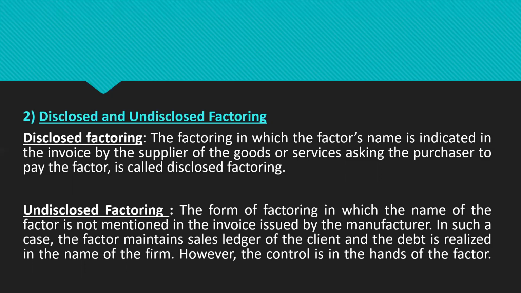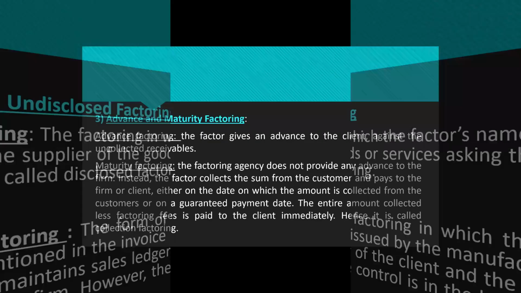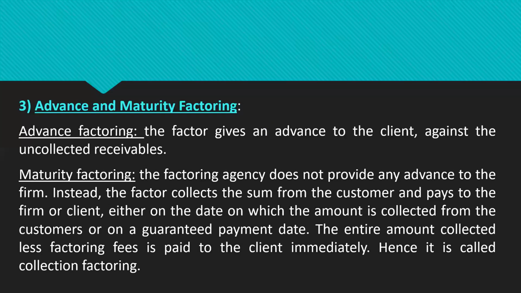But the control of the sales ledger rests in the hands of the factor, but he will operate under the name of the client himself. The customer will not be aware of the name of the factor or the existence of the factor. So that is known as undisclosed factoring. Third one is advance and maturity factoring.